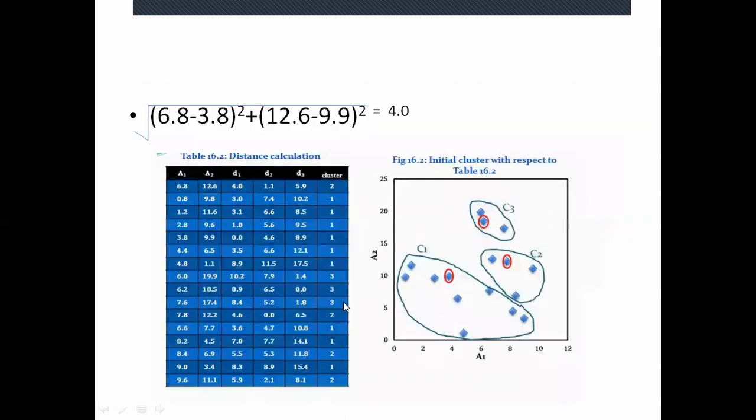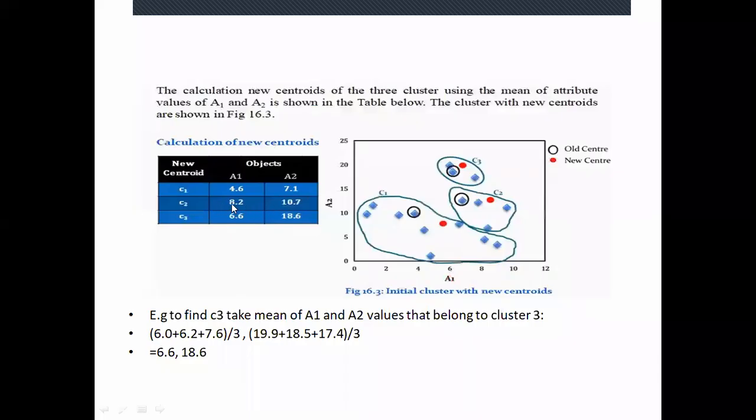To find it for C2, you check which data points belong to cluster 2: this one, this, and this. You will calculate 6.8 plus 7.8 plus 8.4 plus 9.6 divided by 4, because there are 4 data points. Similarly, 12.6 plus 12.2 plus 6.9 plus 11.1 divided by 4. So the new centroid will become 8.2 and 10.7. Similarly, you will do it for C1.